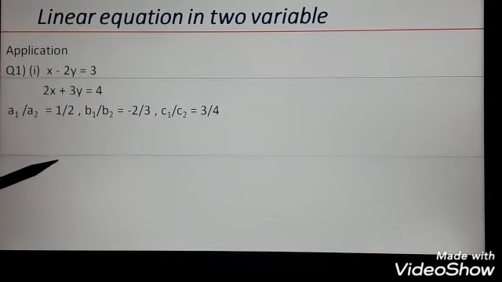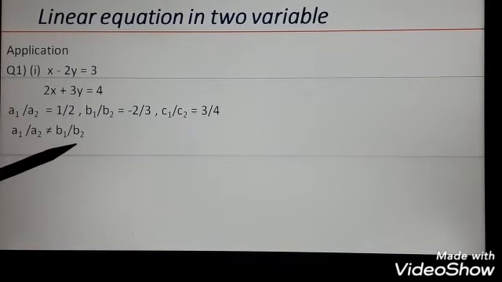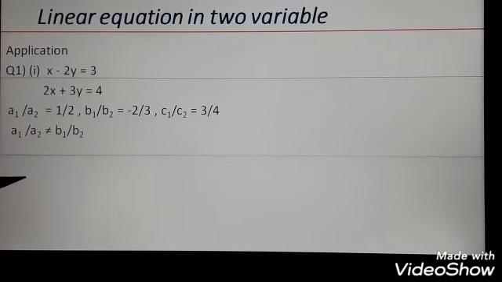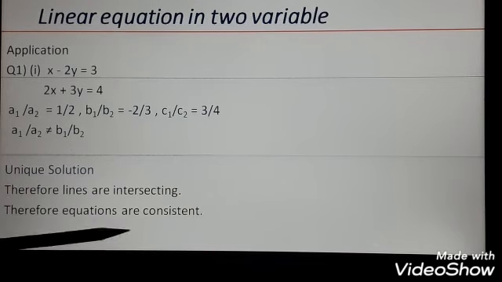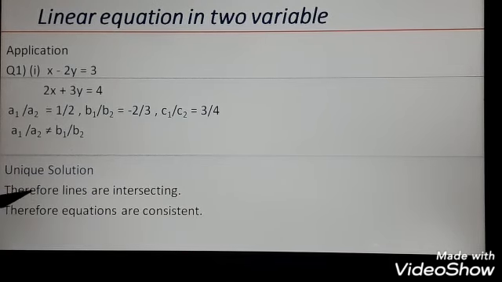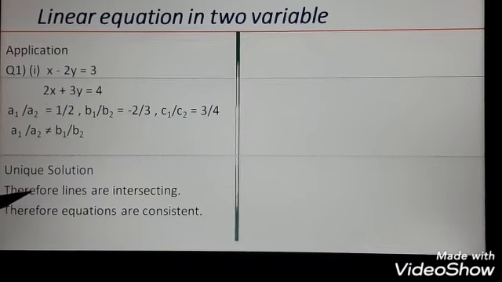So let's see what type of relation it will have from the flowchart. So a1 upon a2 is not equal to b1 upon b2. So this condition is for unique solution, and unique solution represents intersecting lines, and the system of equations is consistent. Let's understand one more application.